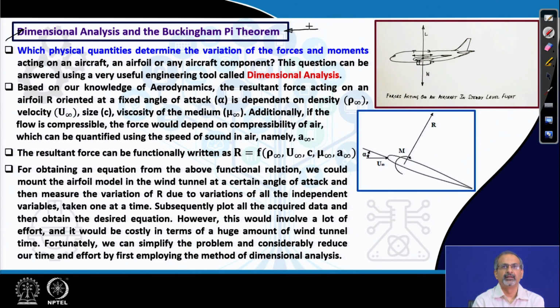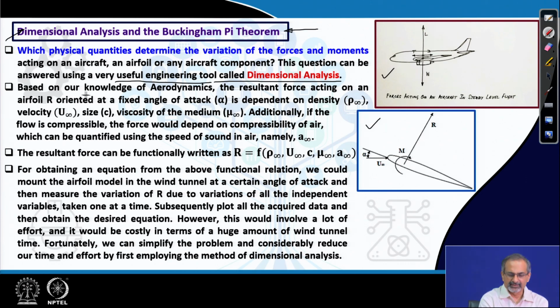We begin by asking which physical quantities determine the variation of forces and moments on an aerodynamic body like an aircraft or an airfoil or an aircraft component, etc. This can be answered better if you make use of this very useful engineering tool called dimensional analysis. Here in the two diagrams, which are very familiar to us, we have shown the different forces and moments which act on a complete aircraft or a component like an airfoil section, and we are trying to understand which physical quantities determine these forces and moments.